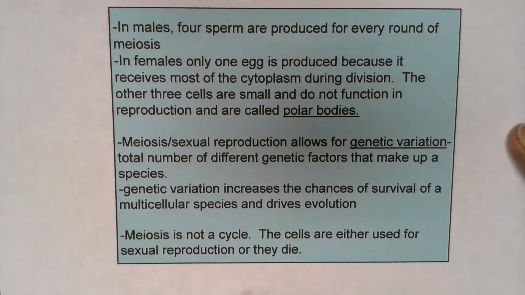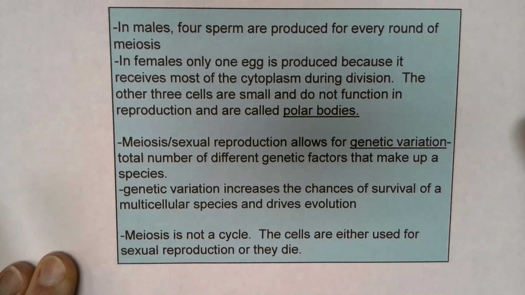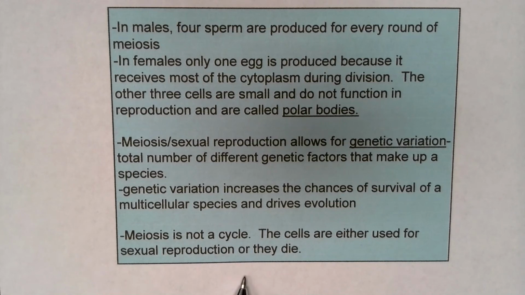So meiosis is not a cycle, okay? It's not in a circle on the diagram. You've just got those 4 cells on the far right side of the diagram, because they are either going to be used for reproduction or they are not. And if they're not, then they're going to die, okay?